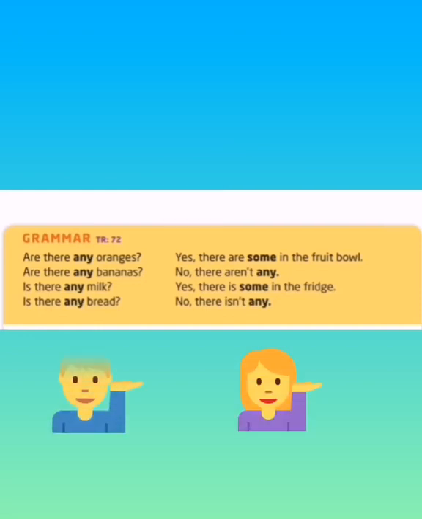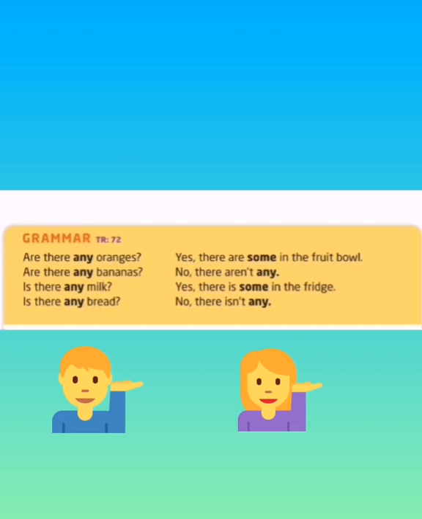Grammar. Are there any oranges? Yes, there are some in the fruit bowl. Are there any bananas? No, there aren't any. Is there any milk? Yes, there is some in the fridge. Is there any bread? No, there isn't any.